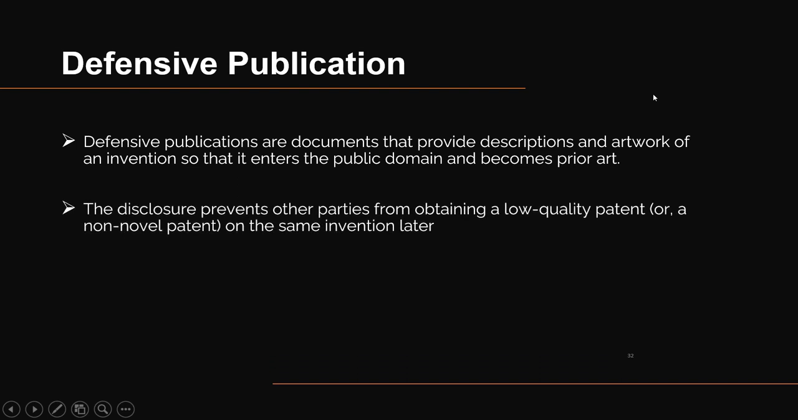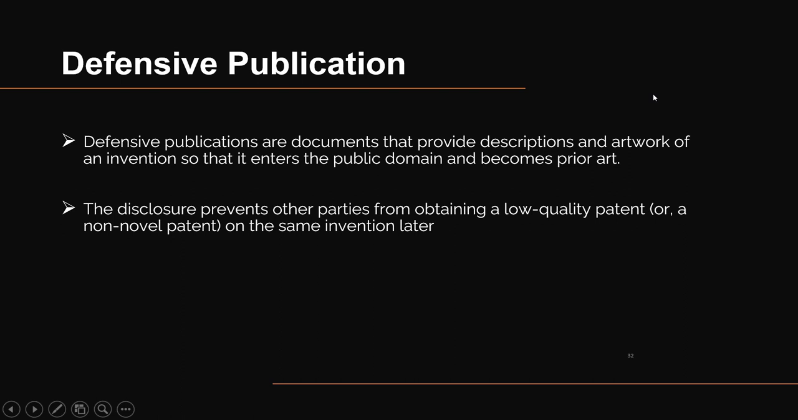A defensive publication is just a record so that a prior art is created. Once a prior art is created, novelty is lost in that patent filing. So let's say I do a defensive publication. It provides the description and artwork of the invention so that it enters the public domain. Once it enters the public domain, a prior art is created. Once there is prior art, novelty is lost. For a patent to be granted, novelty is the fundamental requirement across the globe.